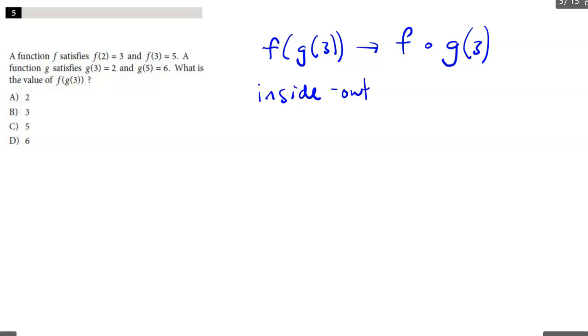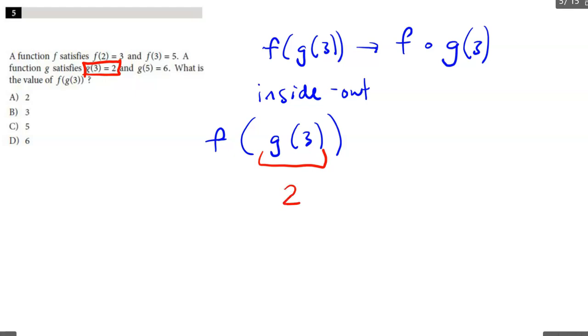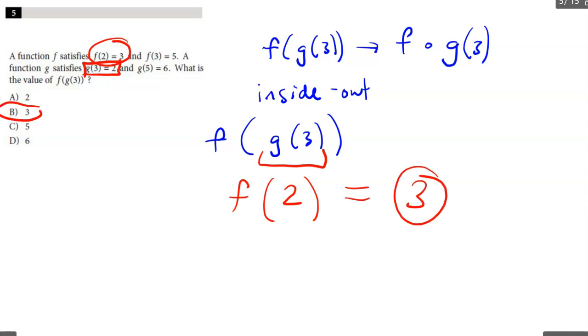So start inside. When you're trying to figure out what is f of g of 3, the first thing we want to do is focus on g of 3. Well, they tell me what g of 3 is. g of 3 is equal to 2. So I'm going to substitute a 2 in place there. And now we need to figure out, what is f of 2? Well, they tell me right up here that f of 2 equals 3. So the correct answer here is B.